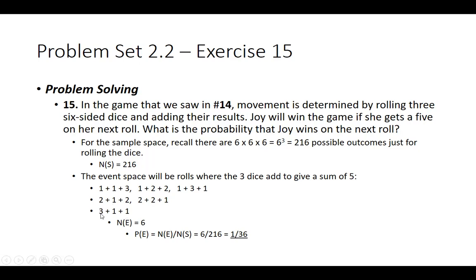And the only possibility of getting a sum of 5 rolling a 3 first would be 3 plus 1 plus 1. Again, just like previous problems, in this case, rolling a 4 first would not leave any options for giving a sum of 5 because 4 plus 1 plus some other number is already over 5. So there are 6 events that give us a sum of 5. N of E is 6. So the probability is N of E over N of S. That's 6 over 216, which reduces to 1/36.